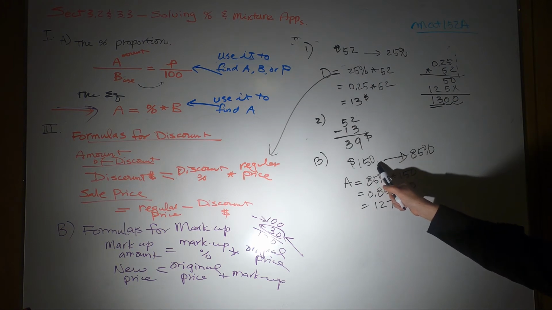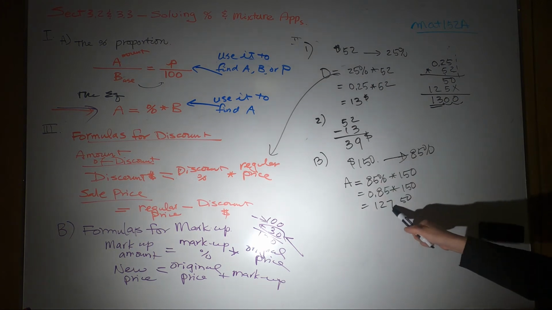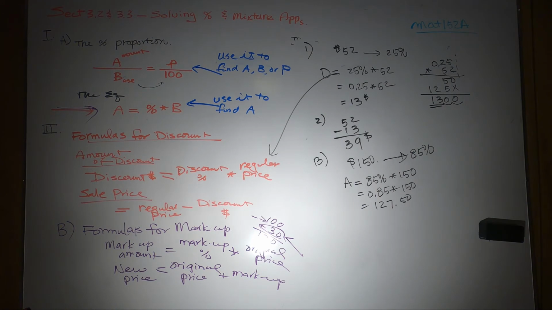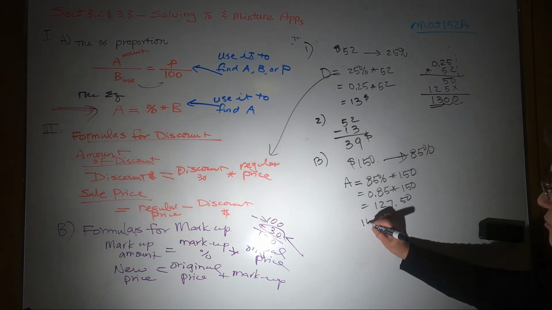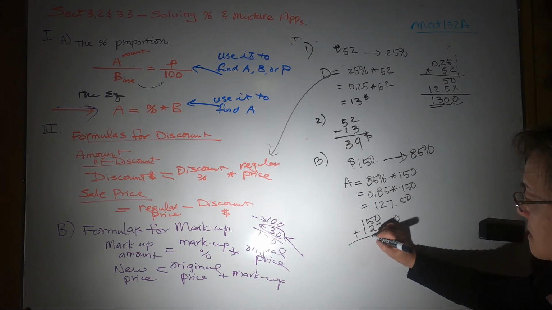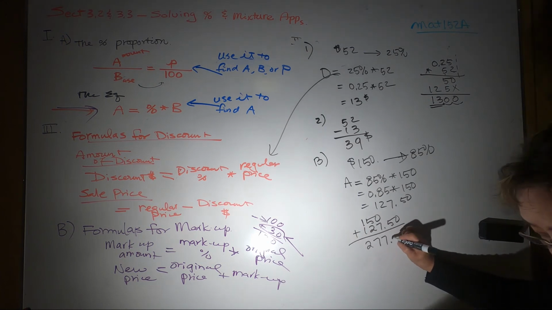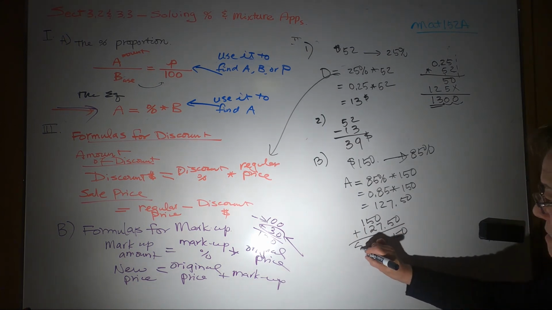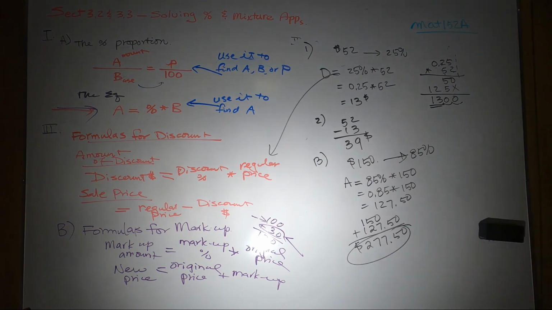So for the $150 merchandise, they want to mark up $127.50. What's the selling price? That would be $150 plus $127.50, which is $277.50. Okay, that's how we use percentages.